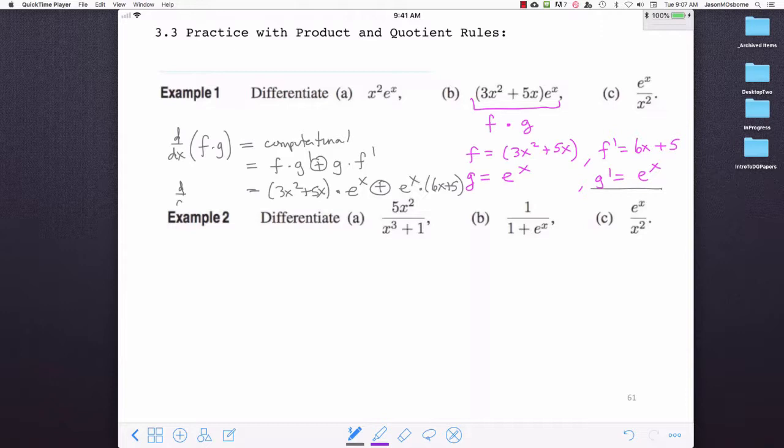The derivative of the function f times g. There's no need to simplify at this point because there's been nothing more asked of you in the problem except to find the derivative, and this is a perfectly good derivative. Okay?